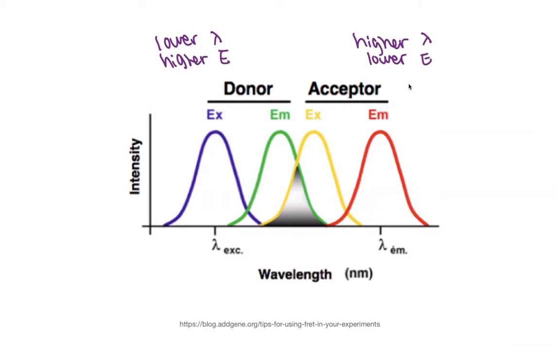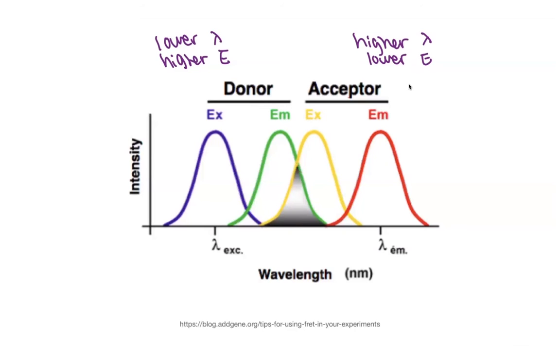So our donor is going to get excited. It's going to absorb the higher energy light, the lower wavelength, and then it's going to emit light. And this light that it emits is going to be lower in energy than what it absorbed, but it's going to be enough to excite the acceptor. And then the acceptor is going to give off even lower energy light. Now, the emission of the donor has to match the excitation of the acceptor. So you want there to be this overlap between them.